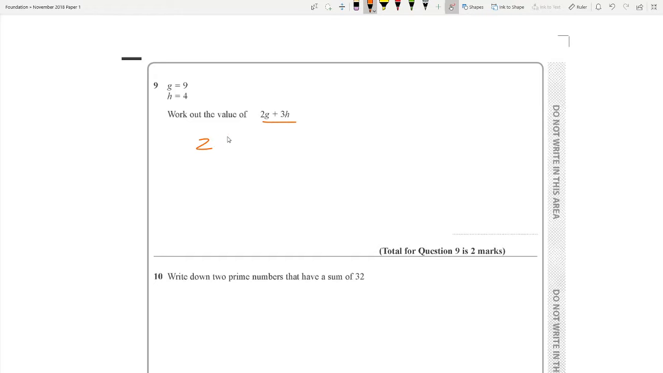So 2 times by g when g is 9 means 2 times 9. Add 3 times h when h is 4. 3 times 4, just like that. So 2 times 9 is 18. 3 times 4 is 12. 18 add 12. 18 add 2 is 20. Add 10 is 30. So the answer here is just 30.